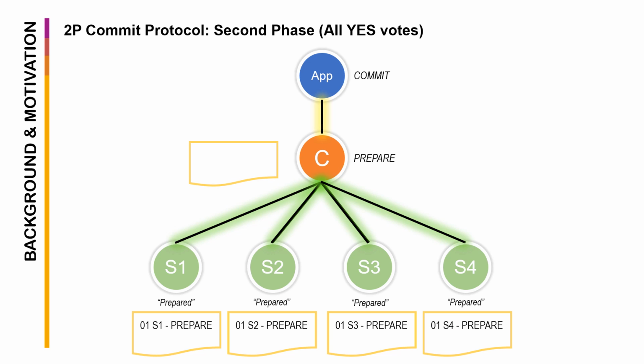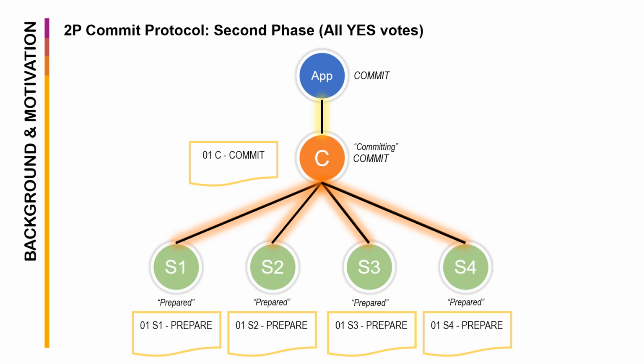Now let's consider that all subordinates submitted yes votes. The subordinate process is said to be in the prepared state if it sent a yes vote, and it cannot unilaterally commit or abort the transaction. If all the votes were yes votes, then the coordinator moves to the committing state by force writing a commit record and sending commit messages to all the subordinates.